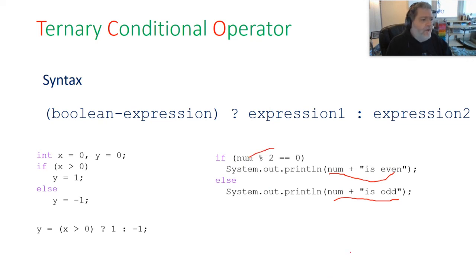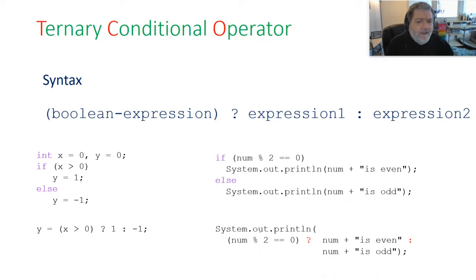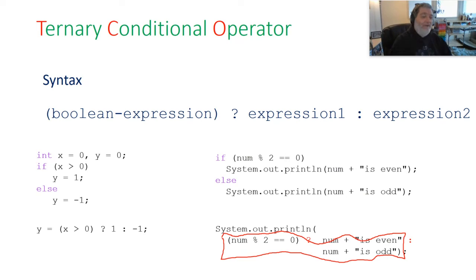Okay, so refactoring that and making it look better with the ternary conditional operator, this is what I would get: System.out.println. Okay, so I factor out of the conditional the call to the method, and what I'm passing to the method is: check this condition. If that condition is true, then this whole thing here is going to be replaced by num plus "is even". And then if it's false, it's going to be replaced by num plus "is odd". So it's the same logic, okay?